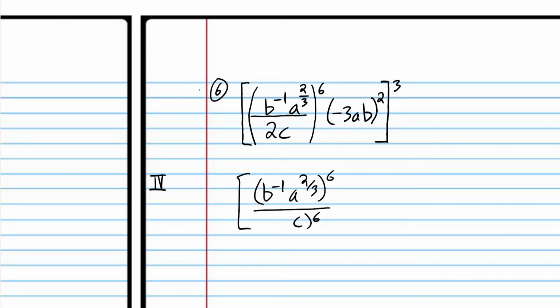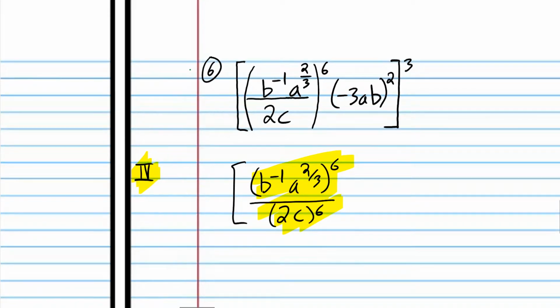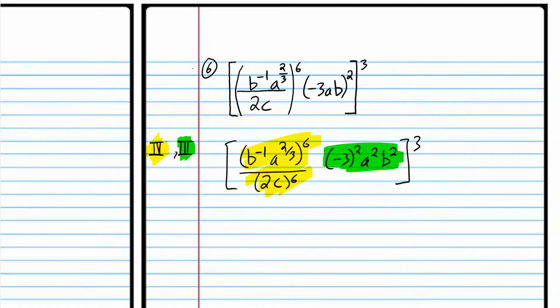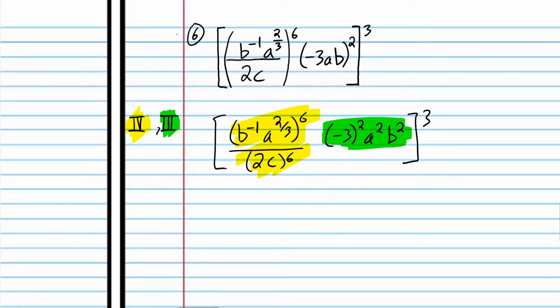Alright, that was rule number 4. And now we're going to use rule number 3, and that's going to be -3 to the 2nd, a to the 2nd, b to the 2nd. Okay, go back and double check everything. Everything looks right, and now it looks like we're going to use rule number 3.